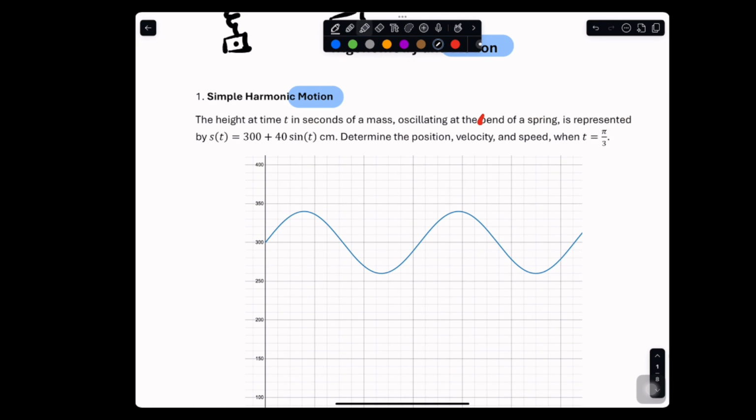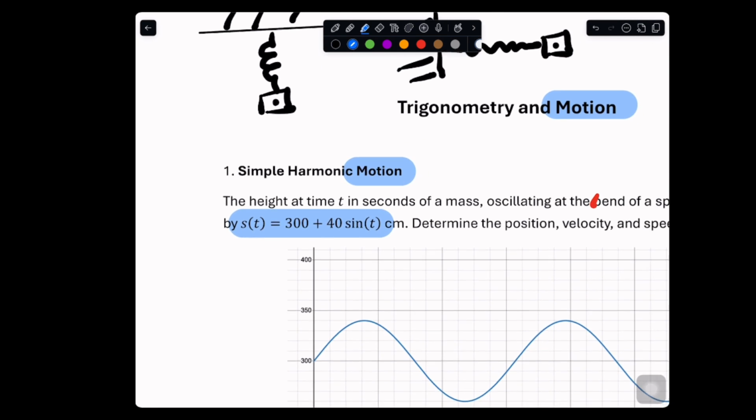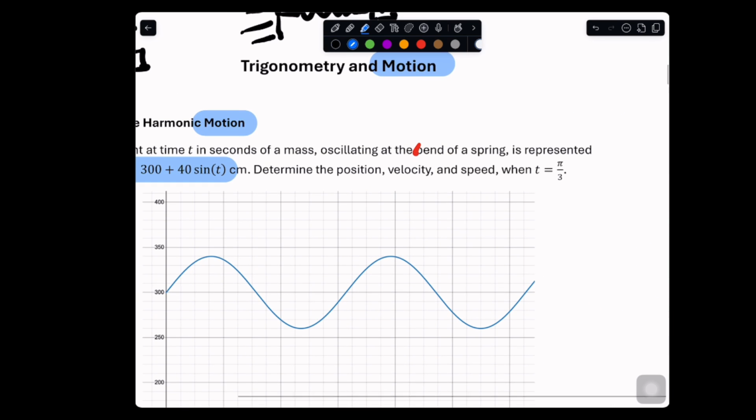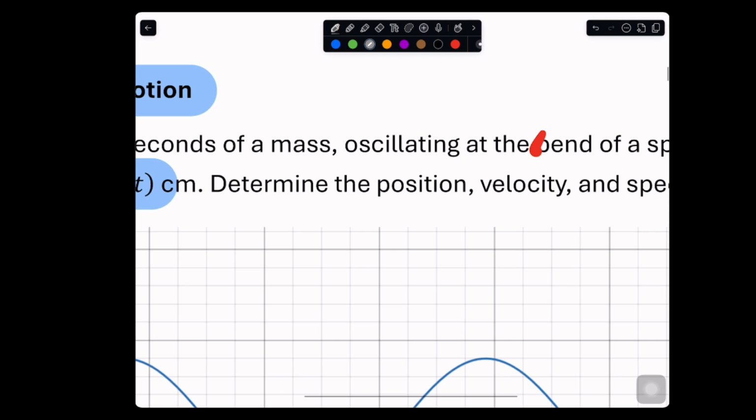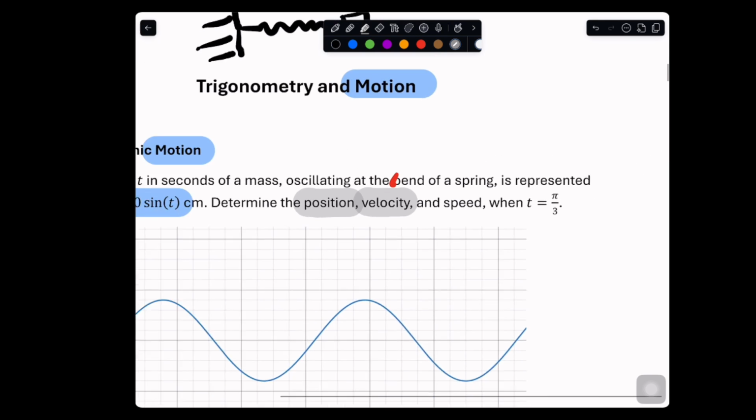The position function is given to you this way. And you go, what are you talking about? That's a trig function, ladies and gentlemen. s of t is now 300 plus 40 sine t. It represents the simple harmonic motion. What do they want you to determine? If we read this, what do they want? The position. What else? Velocity. What else? Let's say acceleration.